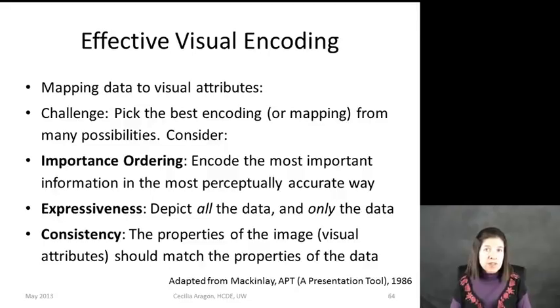Importance ordering has to do with encoding the most important information in the most perceptually accurate way. Expressiveness has to do with depicting all the data and only the data. And finally, consistency means that the properties of the image, the visual attributes, should match the properties of the data. I'll go into more detail on how to do this on the following slides.